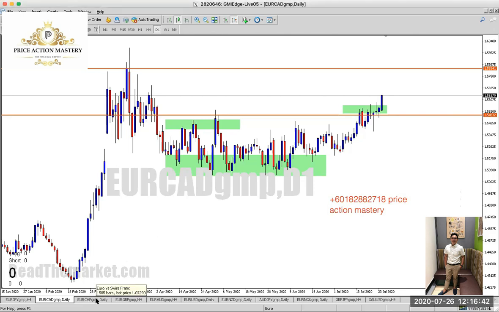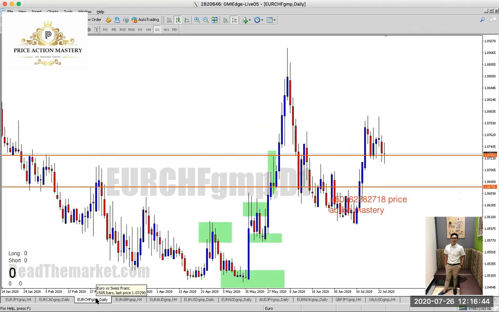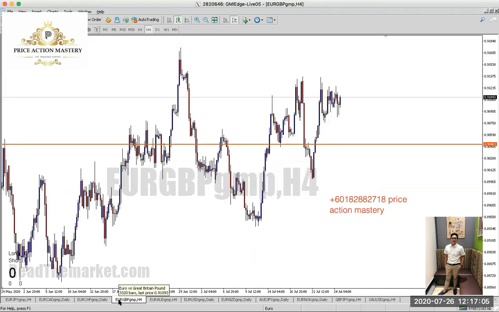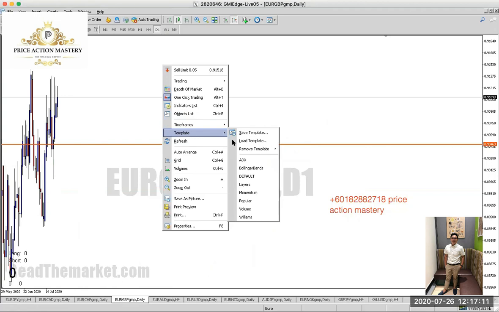Another will be Euro CHF. Basically, we can see that a lot of buyers are defending. So next we go to Euro GBP. Basically, what has just happened in the market? Let's look into it.